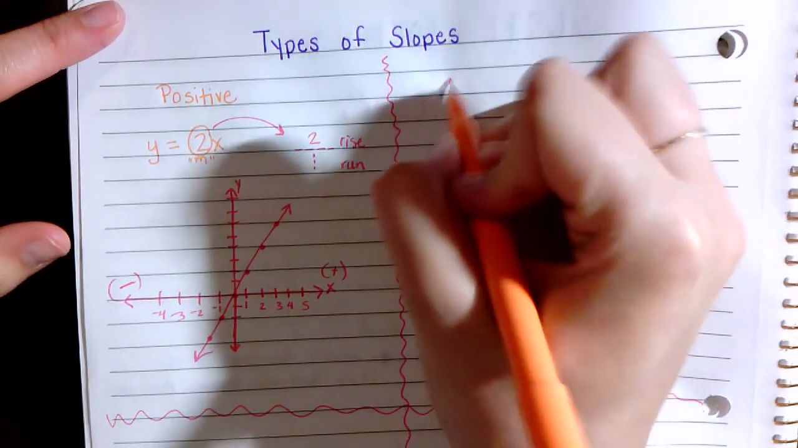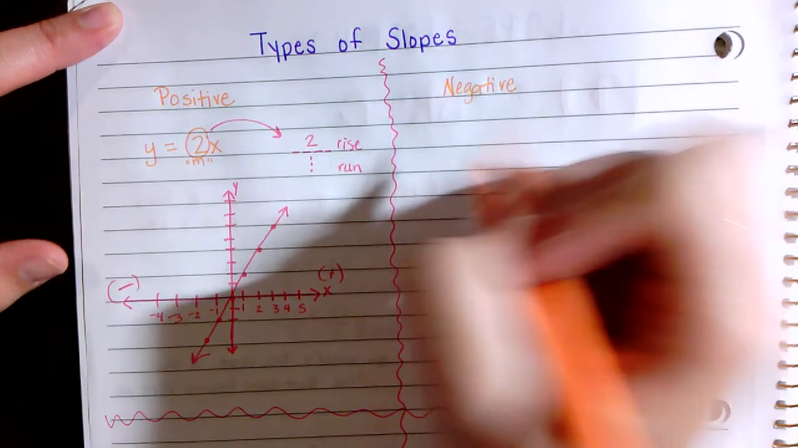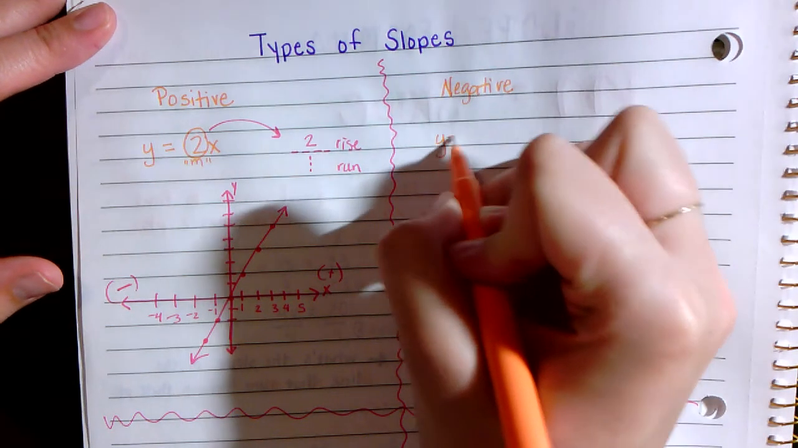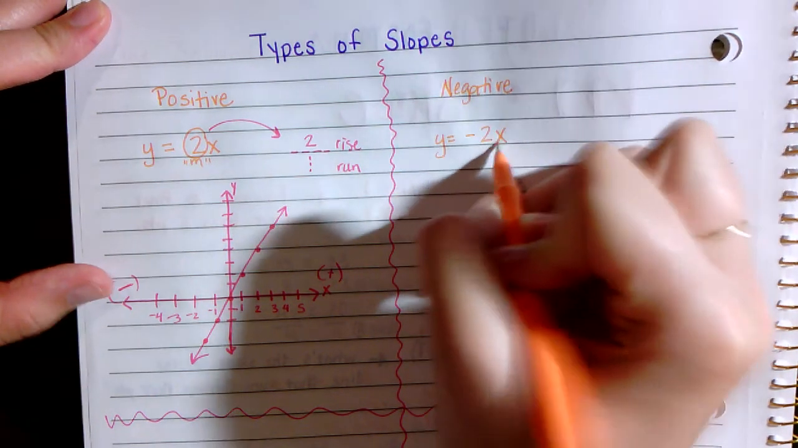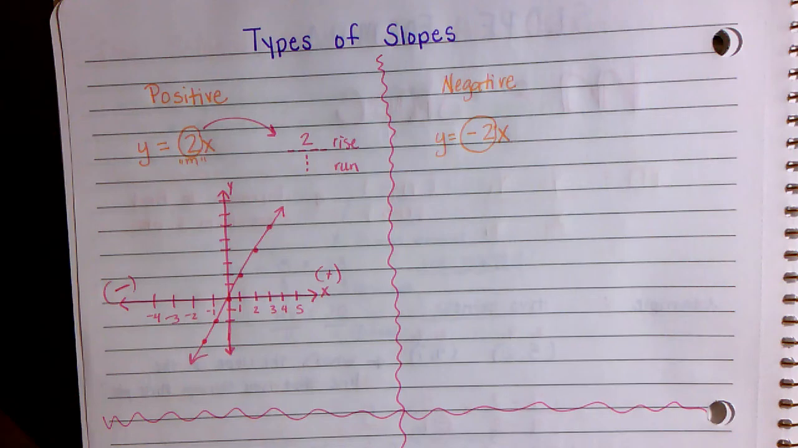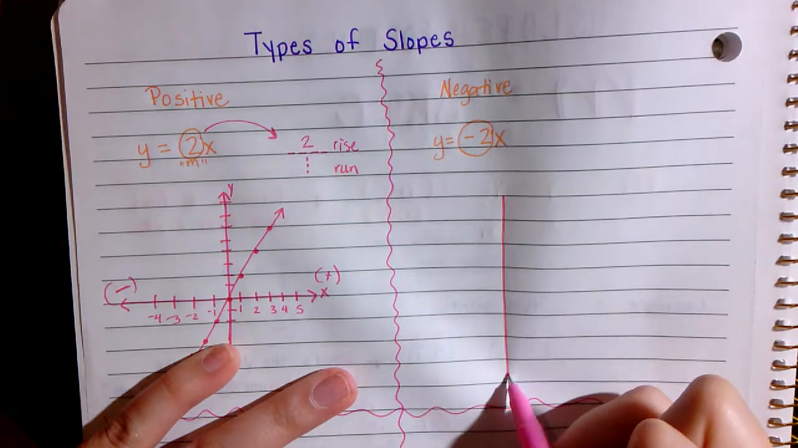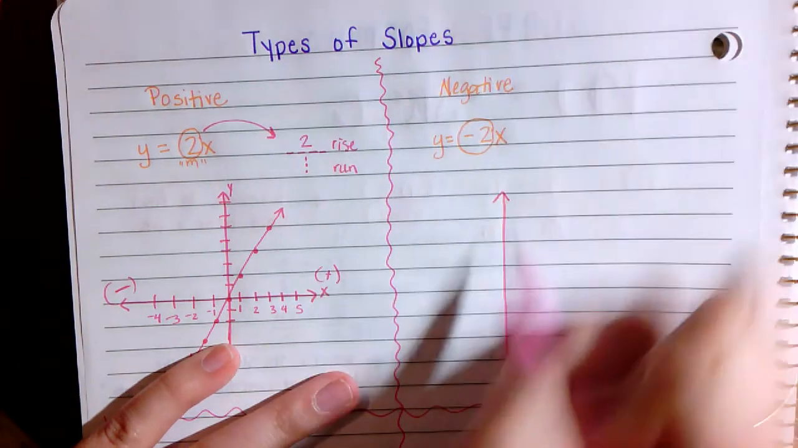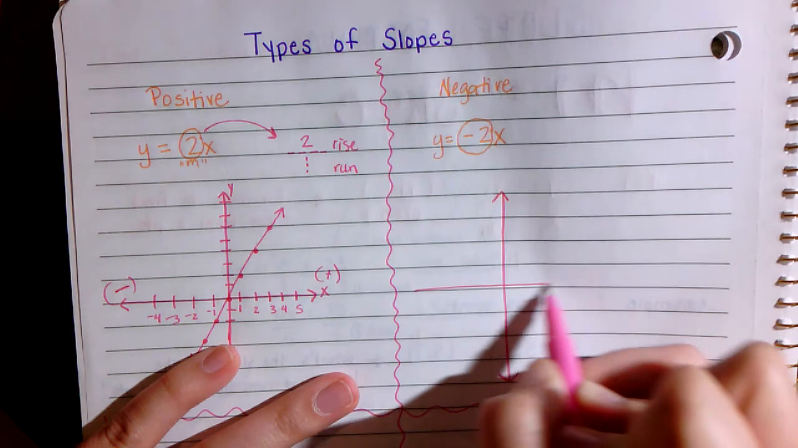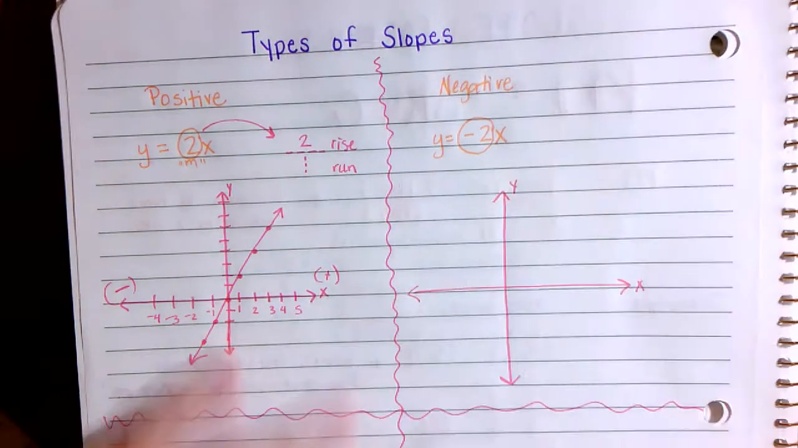Okay, let's look at an example of a negative slope. A negative slope obviously is going to be exactly the opposite. So if you had a negative symbol right up front, then you know it's going to be negative. Those are also easy to see. So this is our x-axis and our y-axis.